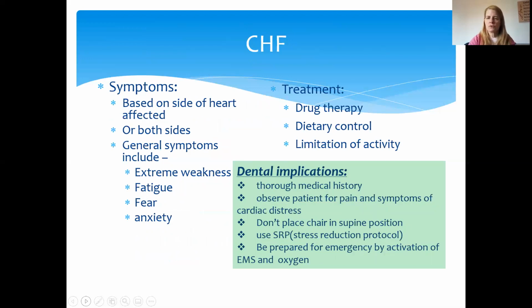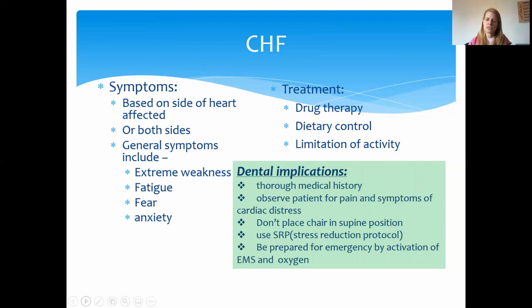Symptoms for congestive heart failure, we're talking about cardiovascular disease, but specifically congestive heart failure. Symptoms are based on the side of the heart that's affected. Could be both sides, but general symptoms of congestive heart failure include weakness, fatigue, fear, because they feel like they can't breathe and they're very weak and very fatigued, and anxiety. Treatment can be drug therapy, limitation of activity, having them sit, rest, and controlling their diet.